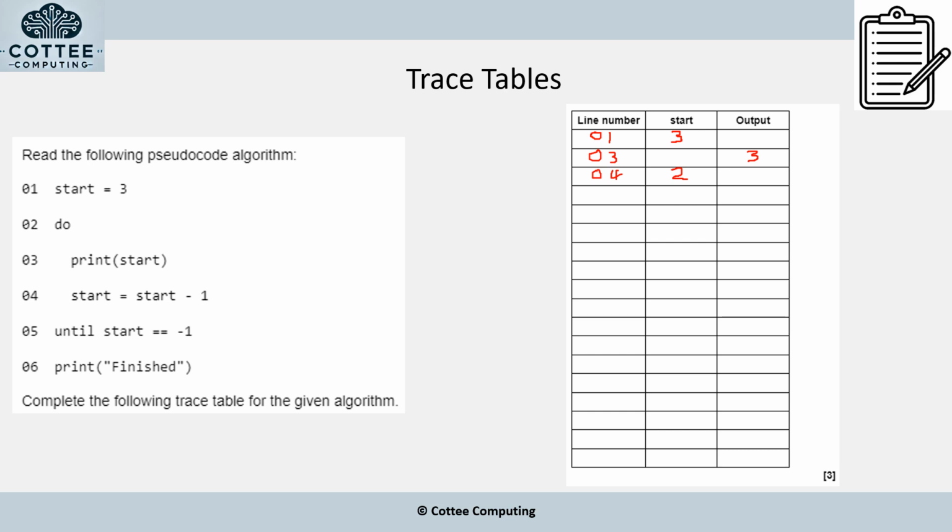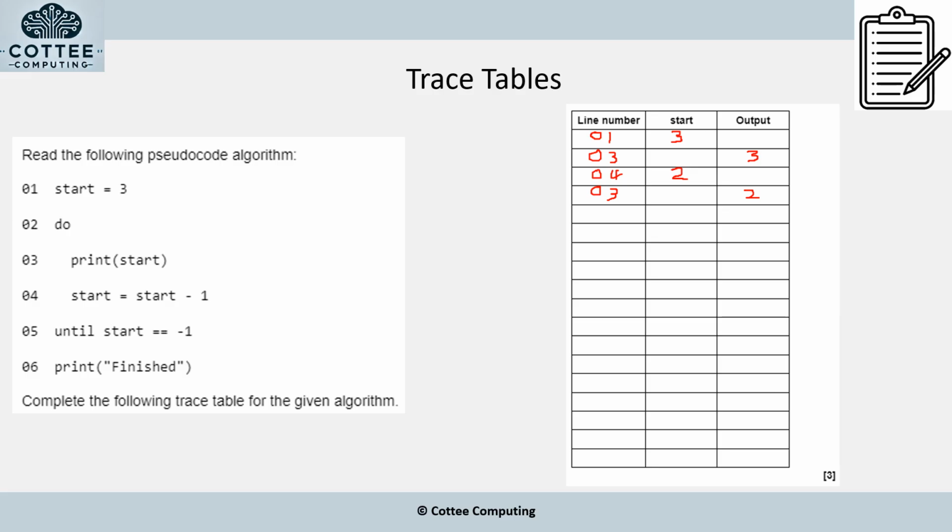Then I'm going to go back to line 3, and line 3 says print start. So start is 2, so I'm going to output 2. Again, I'm not getting ahead of myself, I'm going nice and slowly. I would probably in an exam actually point to it, which I am doing on my screen, or keep a pencil or another pen on what line I'm looking at and what I'm going through.